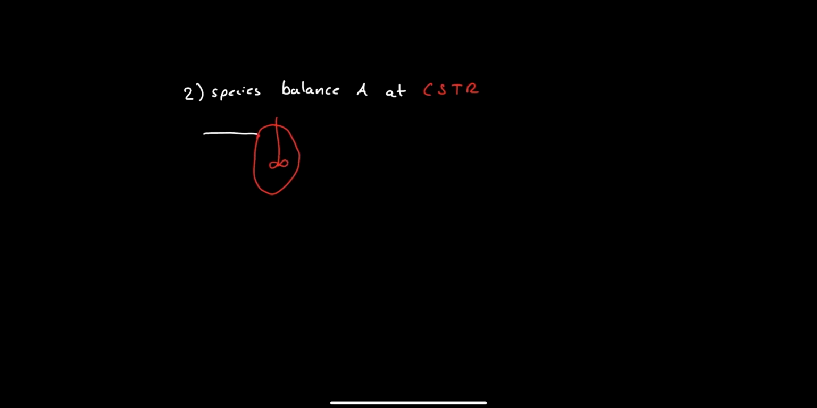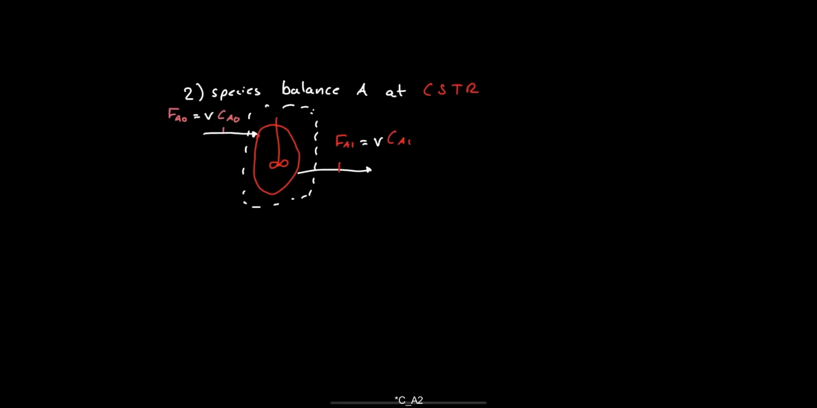So in the second step, we're gonna do a species balance of the species A at the CSTR. So here we have our CSTR. Entering our CSTR, we have a molar flow rate, FA0, which is equal to the volumetric flow rate times the concentration of the species A, CA0. Leaving our CSTR, we have the molar flow rate, FA1, which is equal to the volumetric flow rate times the concentration of the species A leaving our system, CA1, which is the one we are currently looking for.